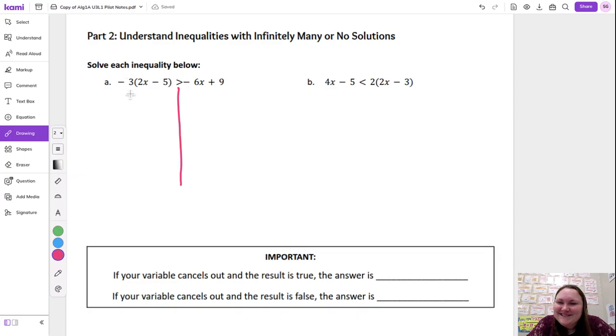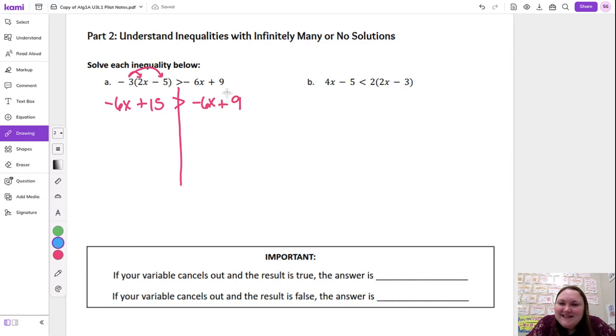So one of the first things I see is the left side we can simplify by distributing. So I'll go ahead and do that. That gives me negative 6x. And then negative 3 times negative 5 is positive 15. I copy my greater than negative 6x plus 9.